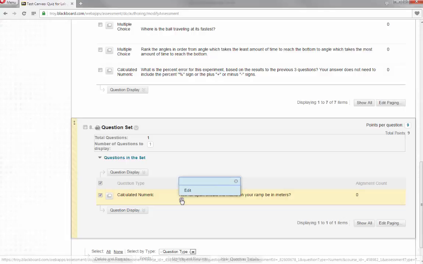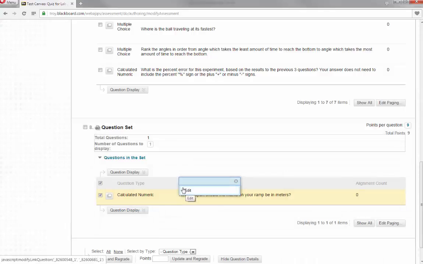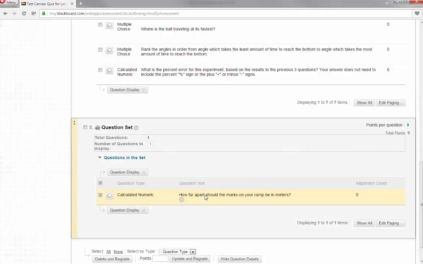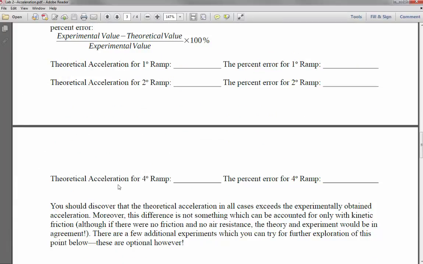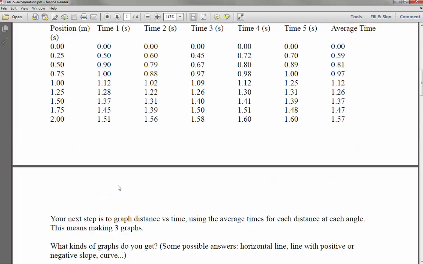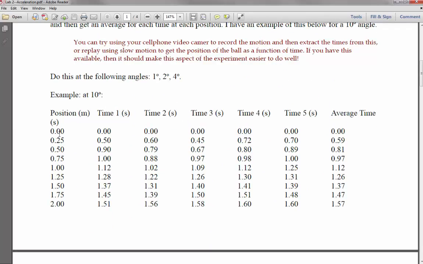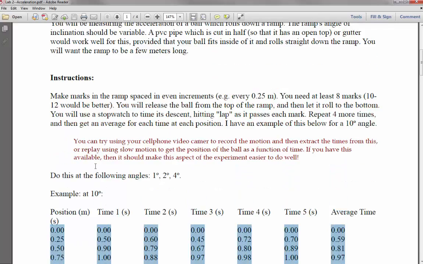Last but not least, we have the 9-point question. I suppose in a sense it is least because it's worth the least number of points. It says, how far apart should the marks on your ramp be in meters? To answer that question, you can go back and look into your directions. If you scroll up, you can look here at the example and you see that they're in 0.25 meter increments. And I basically said make the marks in your ramp in even increments every 0.25 meters.